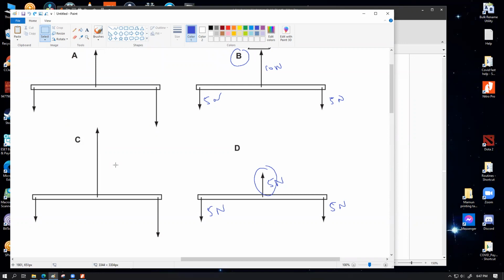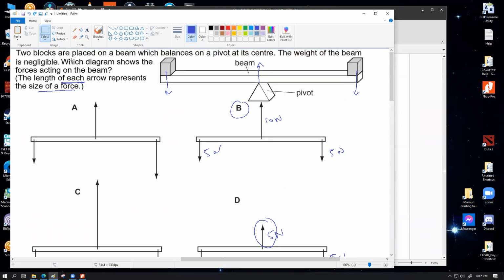But don't be fooled. The question says two blocks are placed on a beam which balances on a pivot at its center. Which means even if this block is slightly bigger and this block is slightly smaller, they are perfectly balancing it out. Now you might wonder, how is that even possible? Well, the blocks can be of different dimensions. If they are made from different materials, you might think this is made from a denser material, maybe iron, and this is made from a lighter material, maybe wood or plastic.